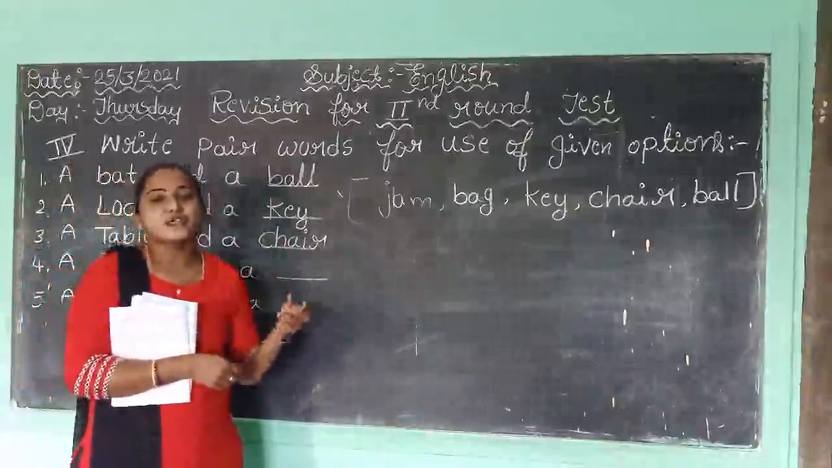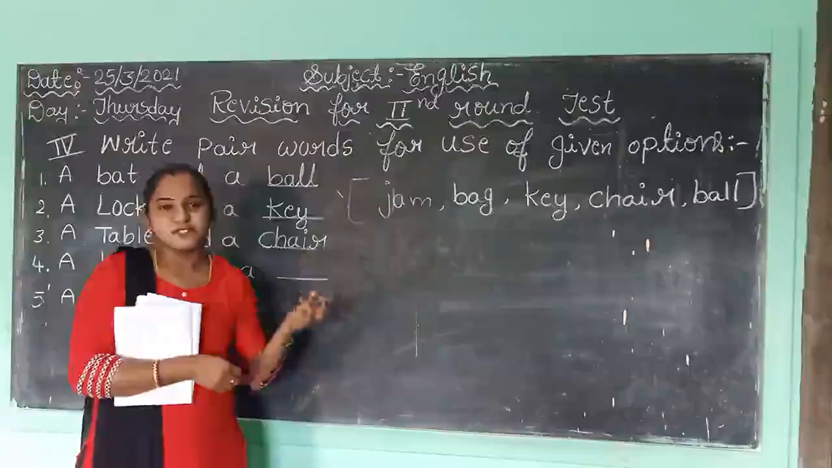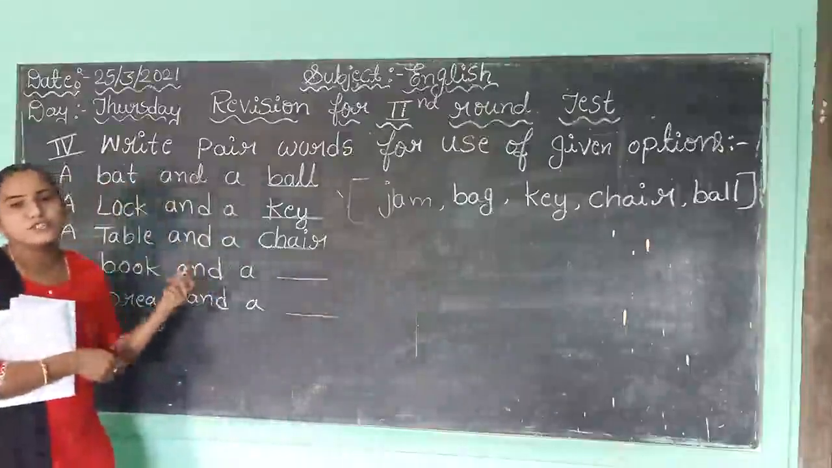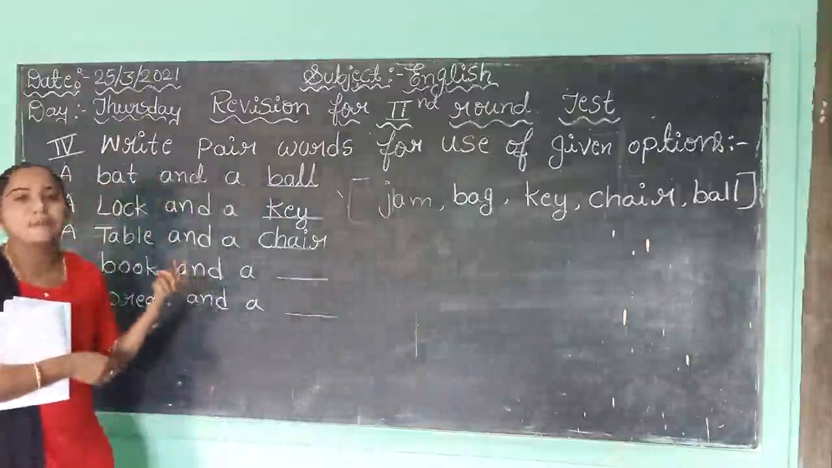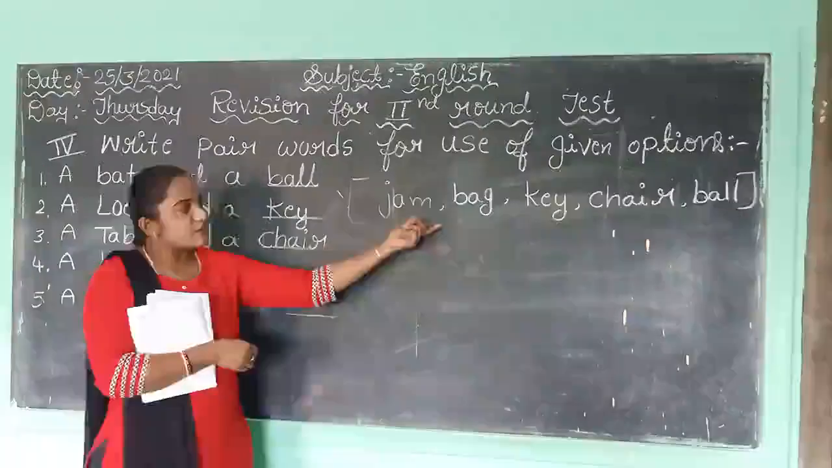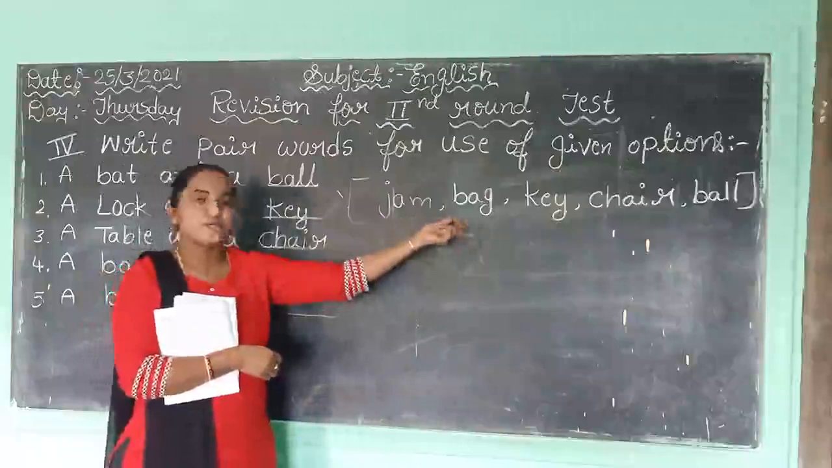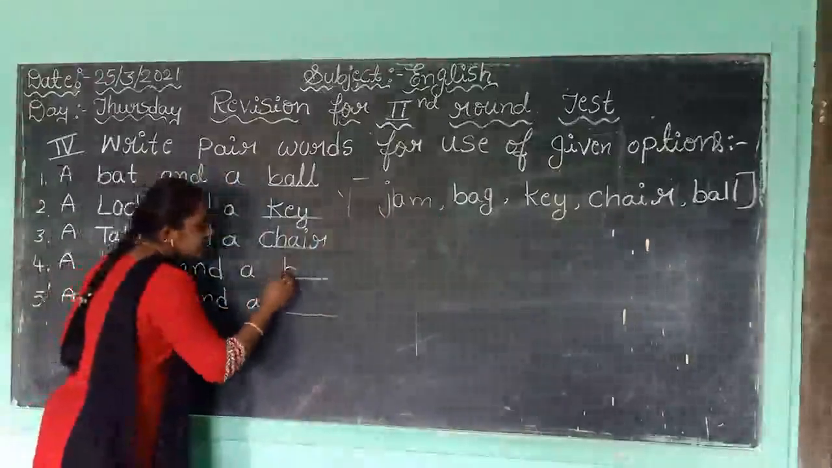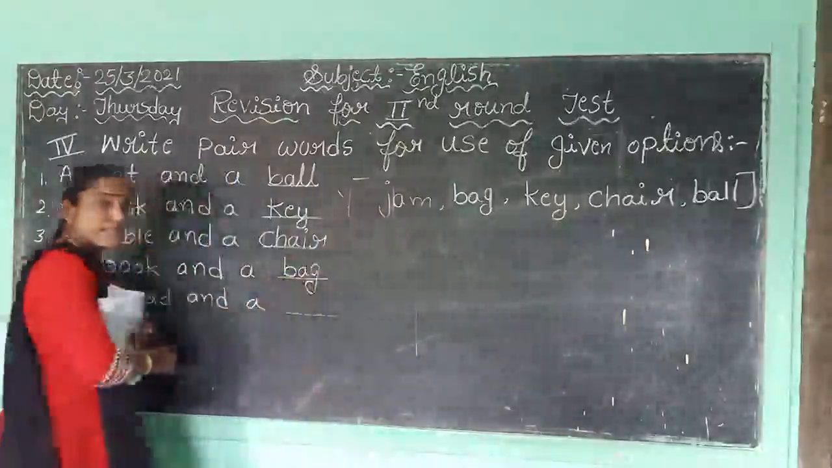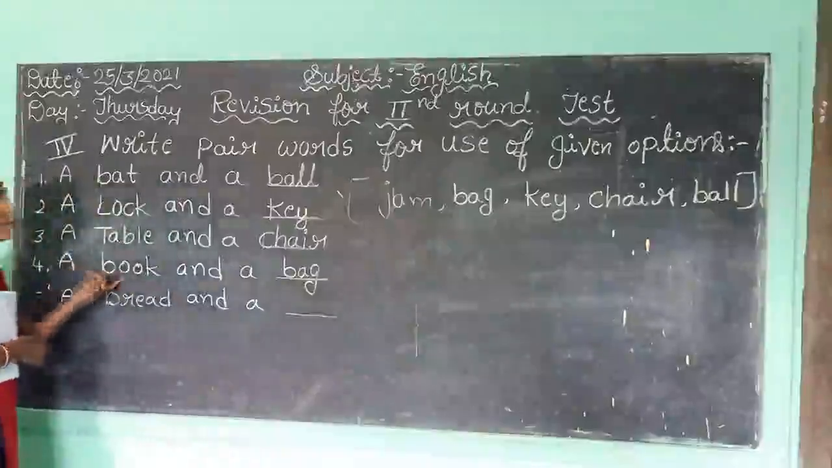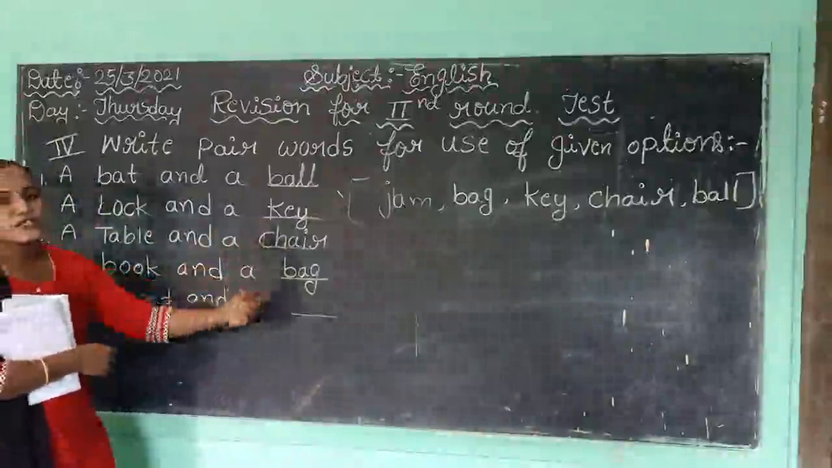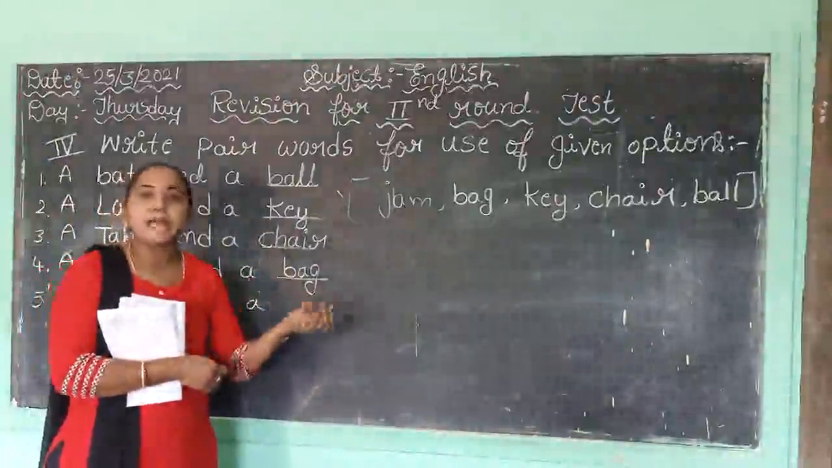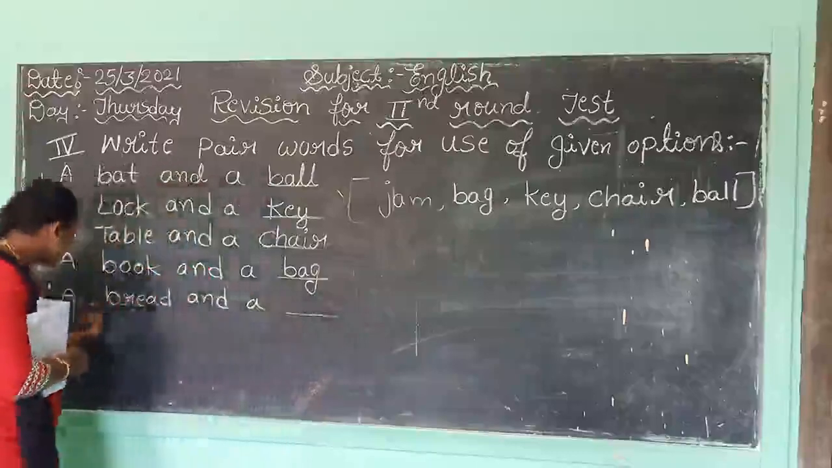Bag. So, we must keep books inside the bag. Which one do we need for carrying books? We must need a bag. So, you see the options here. Which one, children? B-A-G, bag. So, you see the options and choose the correct answer from the bracket and write on the dash. Now we need a book and a bag. So we carry books means we need a bag. Next, let's go to the fifth one.